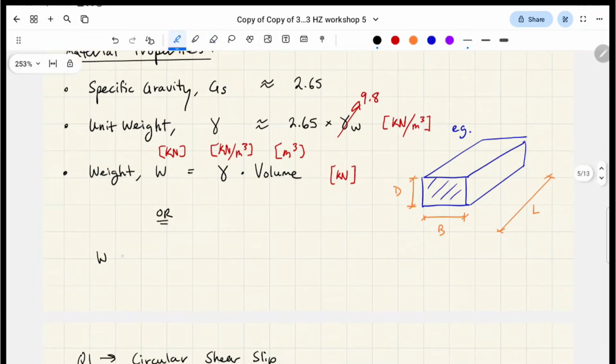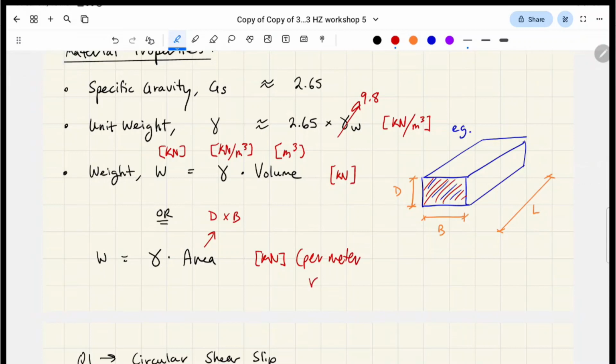But something to understand about how we're going to do it in this course is that oftentimes you're going to be doing your calculations per meter into the page. It's called per meter run. So we're going to do the same thing, except we only care about this cross-sectional area, and the number we end up with is going to be in kilonewtons per meter run. I should write that down. I just spelled meter wrong. But yes, we're doing all our calculations as if it was per 1 meter into the page. Got that?